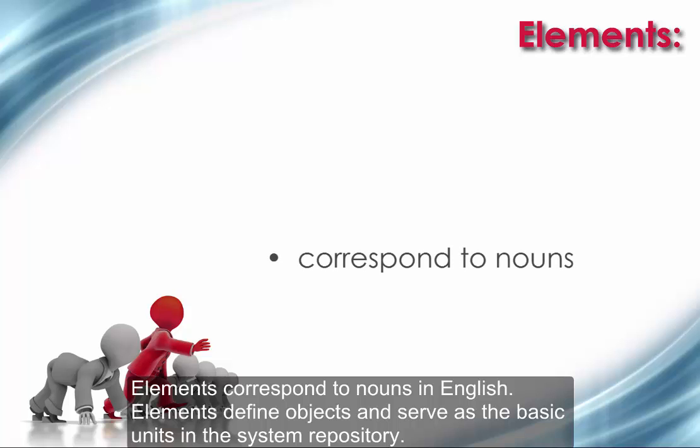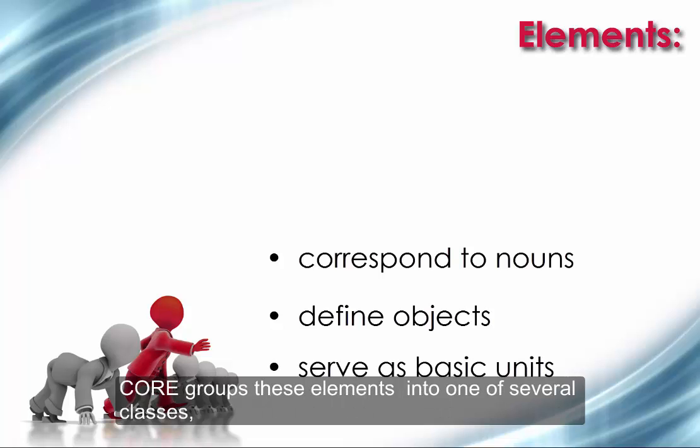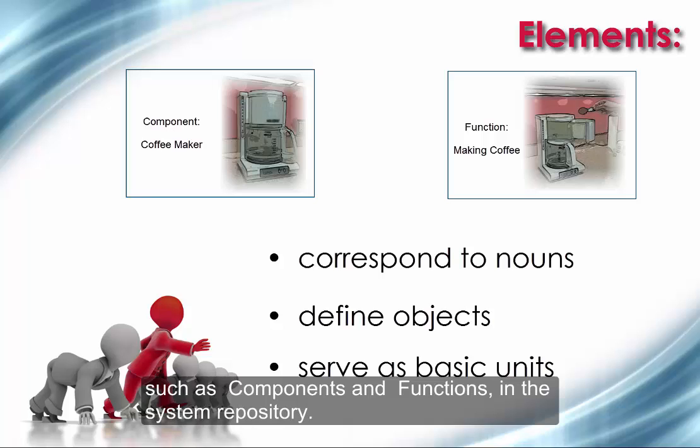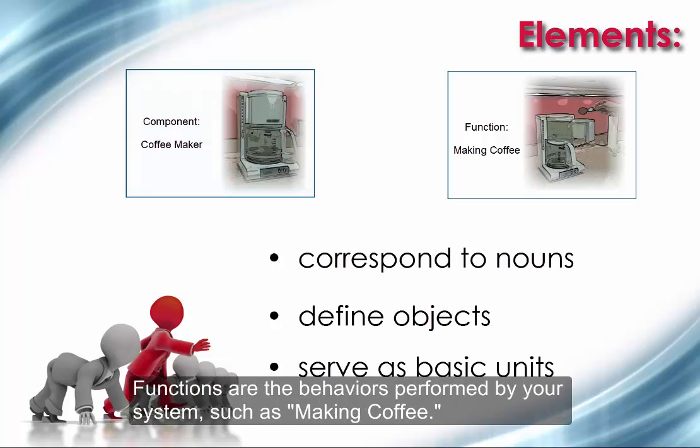Elements correspond to nouns in English. Elements define objects and serve as the basic units in the system repository. Core groups these elements into one of several classes, such as components and functions. Components are the physical parts of your system, such as a coffee maker. Functions are the behaviors performed by your system, such as making coffee.